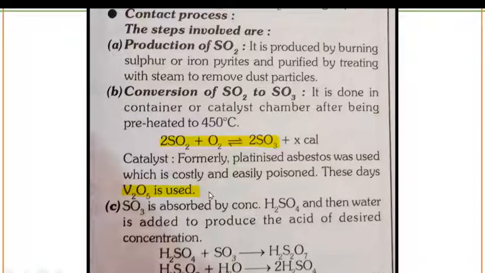Now about the contact process. The contact process is the modern industrial method of producing sulfuric acid. It has largely replaced the chamber or lead chamber process. Sulfur dioxide and oxygen passed over a hot catalyst unite to form sulfur trioxide, which in turn combines with water to make sulfuric acid.